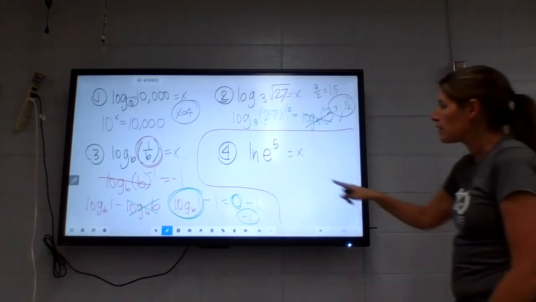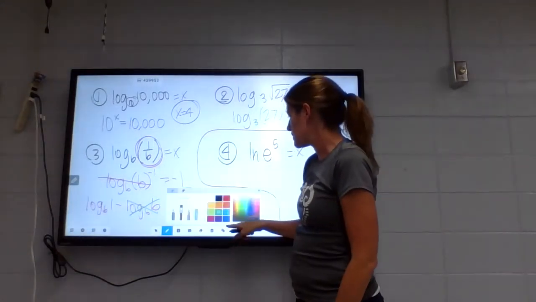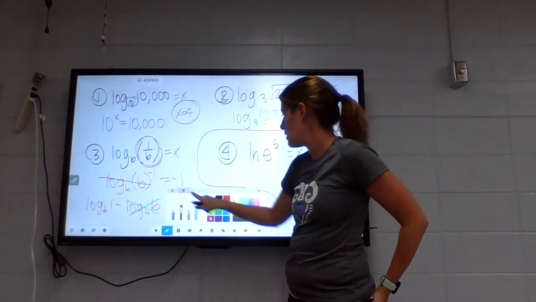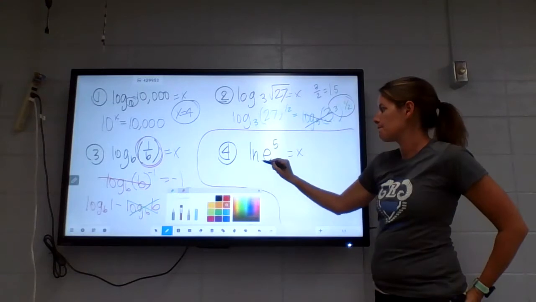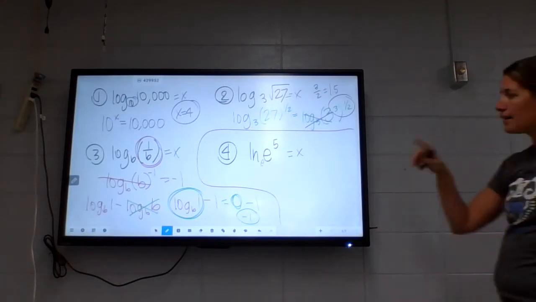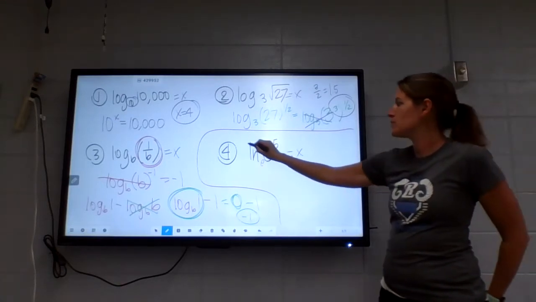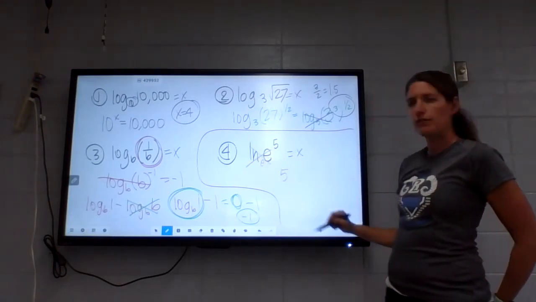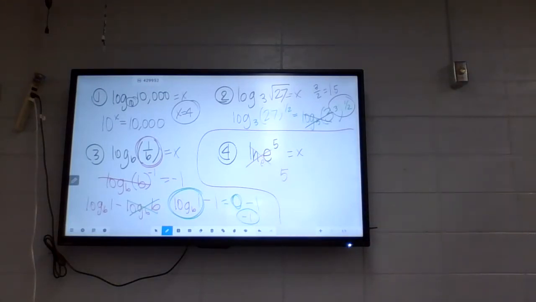This next one now, do you guys remember what the base is when it says ln? It's e. So when it's ln, it's already base e. So ln base e of e, these two cancel and we're just left with 5. Okay.